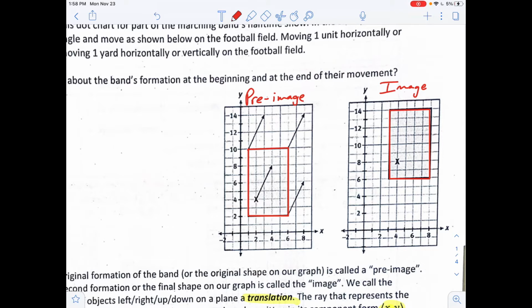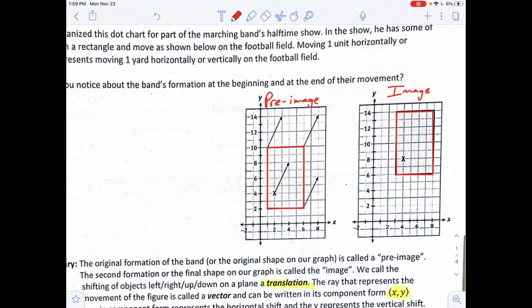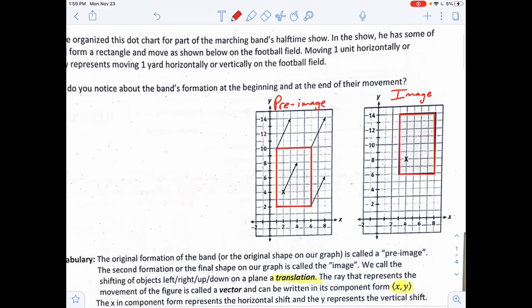Otherwise, we are unpaused. So we start off with our pre-image in a transformation, and we end up with our image. And if you notice here, these are the same size, so same size and shape, which means they are congruent. That was our informal definition of congruence. If they're the same size and shape, those are congruent figures.